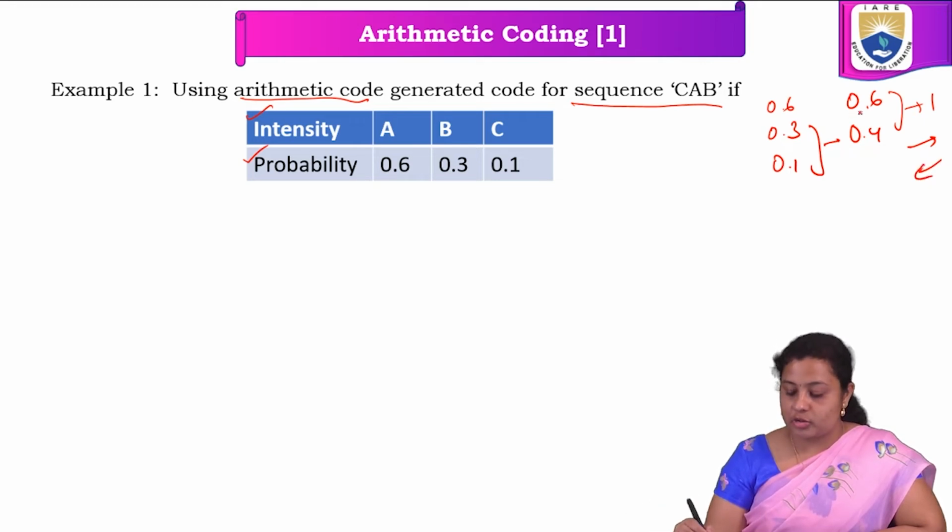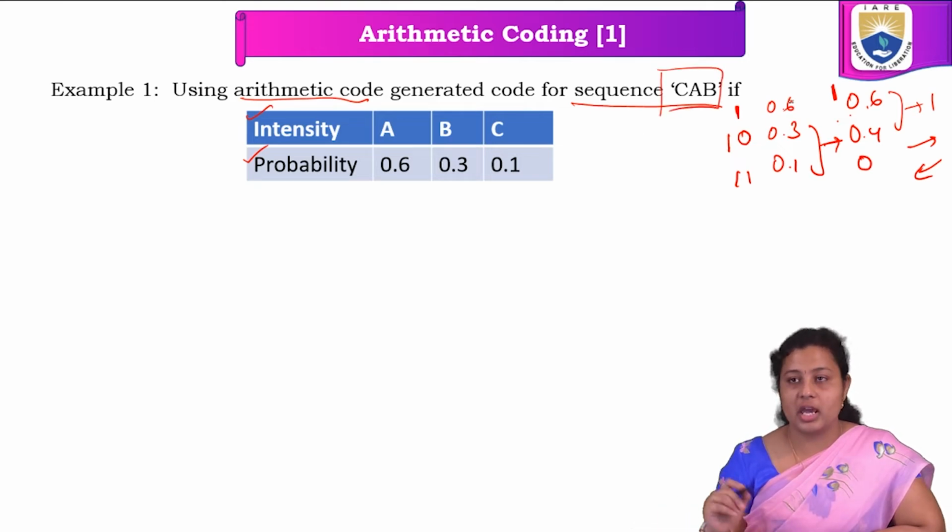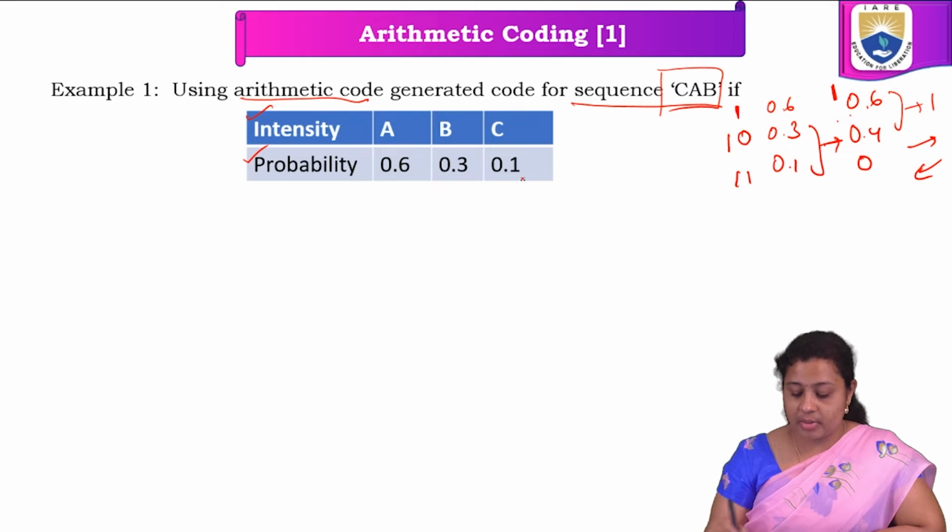So how do I do it? 0.6 and 0.4: 0.6 is greater than 0.4, so I give it the value 1, and 0.4 is given the value 0. We got 0.4 by adding these two values, so I write 0, 1 for those two. 0.6 is given as 1. Now if I have to code the sequence CAB, C is represented by 0.1, which is given by the code word 1, 1. Next is A, which has 0.6 probability, so that is given as 1.